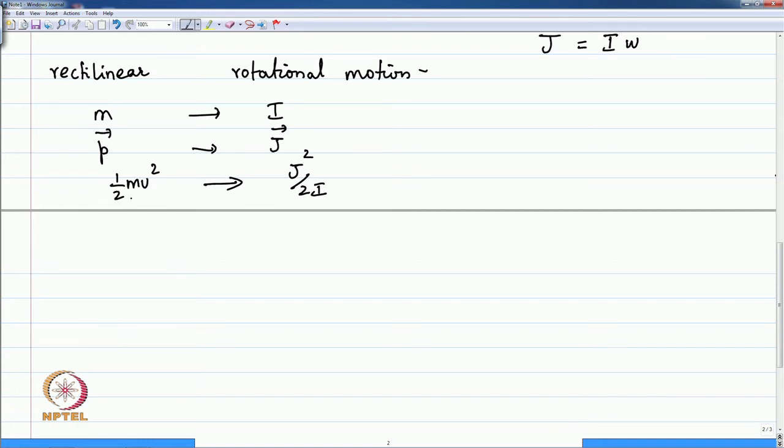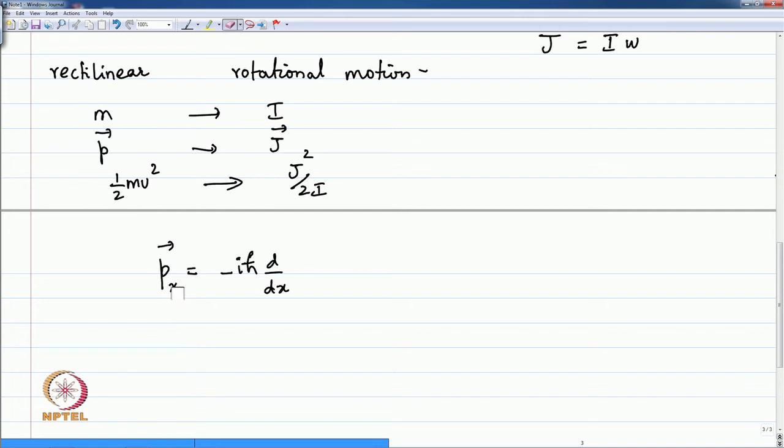In one dimensional motion, you remember the momentum was replaced in quantum mechanics by the derivative operator minus i h bar d by dx, where p is obviously, if you put the vector arrow, you should not put the subscript here because that is a component of the momentum. If you put the vector arrow, this is the gradient operator, therefore this is also a vector. So, the momentum p is associated with the coordinate x.